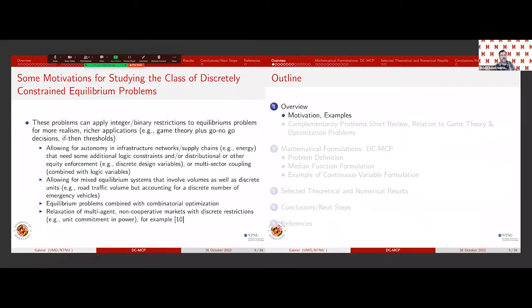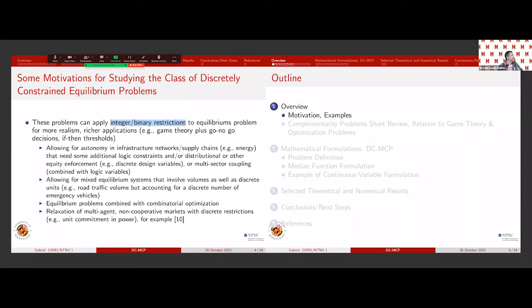So, why do we study these problems? Well, we're basically taking integer or binary restrictions to problems that involve autonomous agents that are making their decisions by themselves, which are expressed as an equilibrium problem. So if you think of drivers on a road network, they're making their decisions independently, but then there's the price of anarchy that happens. If anybody has been caught in a traffic jam, you certainly understand the price of anarchy.